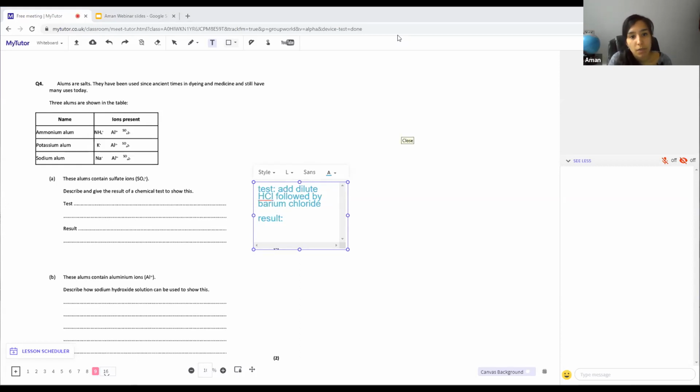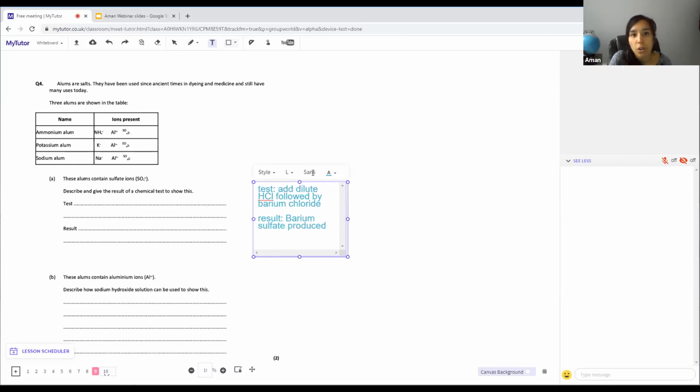I'm still waiting for someone to tell me what the result is. What do we see when we get barium chloride reacting with a sulfate ion? Does anyone remember? What happens when we do that test? What do we see? Someone's told me what's produced. They've said that barium sulfate's produced. Excellent. So what is barium sulfate? Barium sulfate is produced.